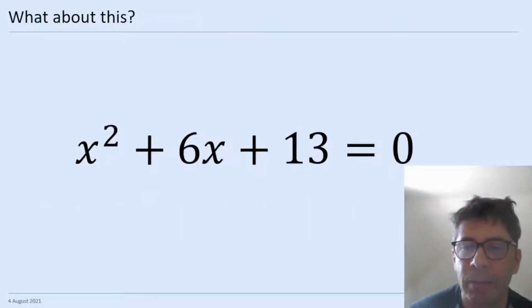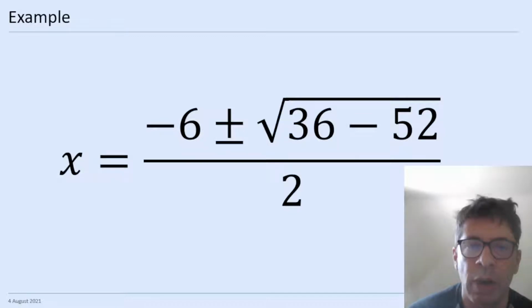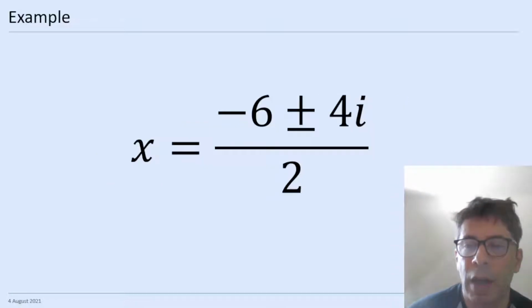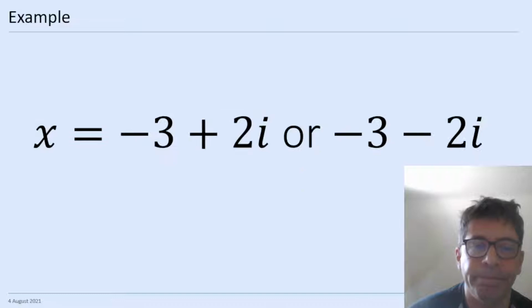So going back to our example, x squared plus 6x plus 13 equals 0. We applied the quadratic formula and got to minus 6 plus or minus the square root of minus 16 over 2. So then we can just say, well, the square root of minus 16 is 4i. So it's minus 6 plus or minus 4i over 2. If it's the plus, it's minus 3 plus 2i. And then if we take the minus sign, it's minus 3 minus 2i. So those are our two solutions.